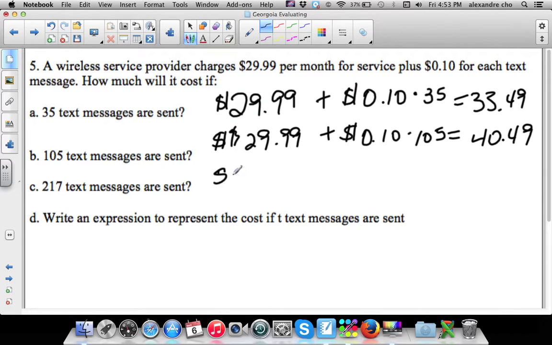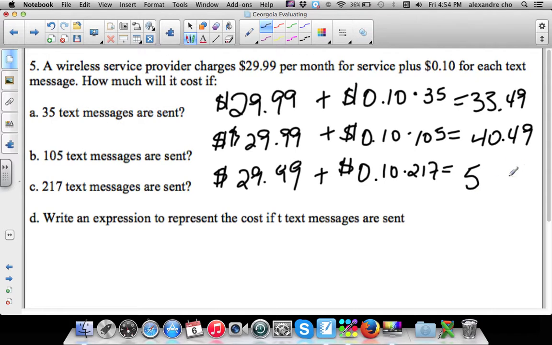Okay. So one more scenario. 217 text messages. So again, $29.99, regardless if you send any text message at all, is what you're going to pay every month. And you're going to add that to 10 cents times 217 text messages. So that's 0.10 times 217 plus 29.99. That's going to give you $51.69, and that's what you're going to pay every month.